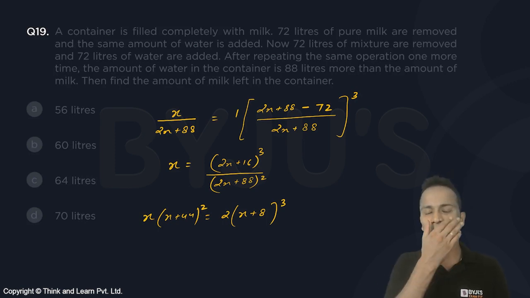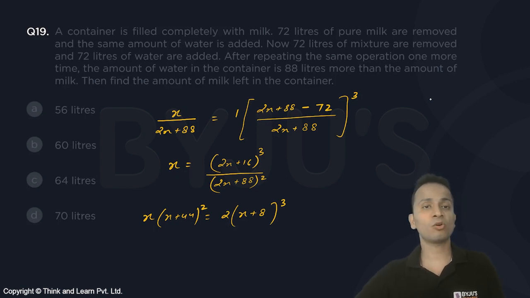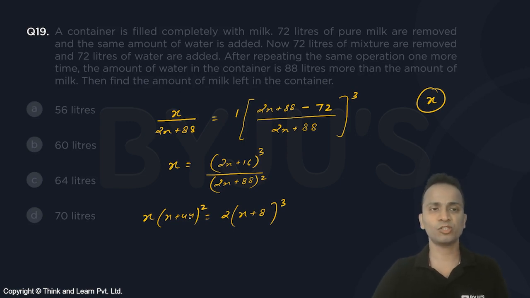I have to solve for x. So either you can open the brackets, make a cubic equation and find the value of x. That will take another 2 or 3 minutes, which will be a lengthy process, right? It will be definitely a lengthy process. The final amount of milk left in the container is what we have to find out, and I have assumed the final quantity of milk as x. So basically we'll have to find out the value of x. So what I can do is use the options, substitute them and check the validity of this equation, whether it is satisfied or not.